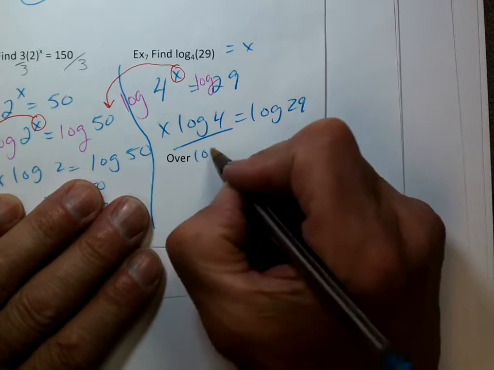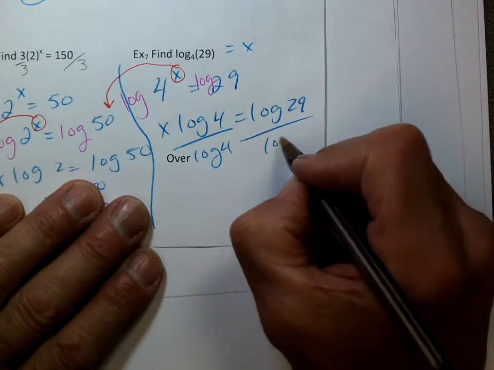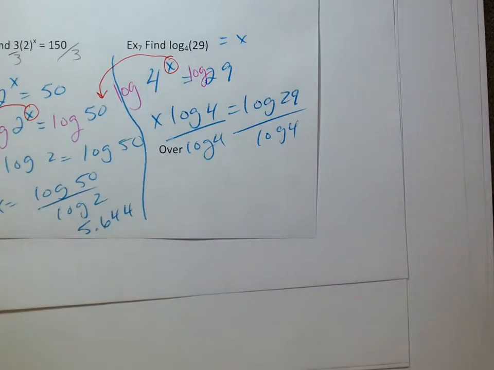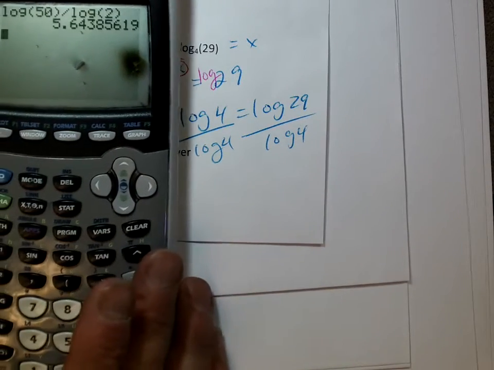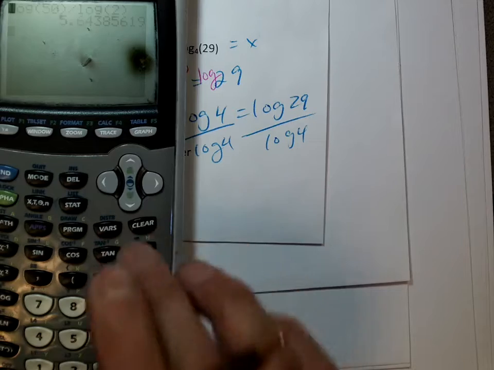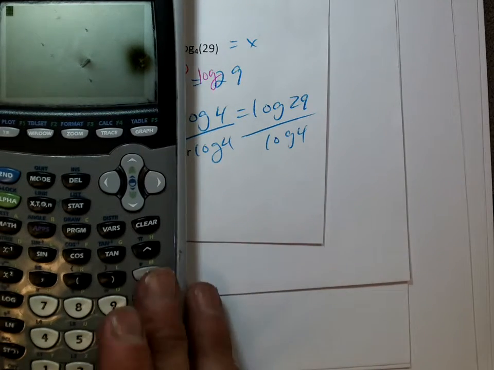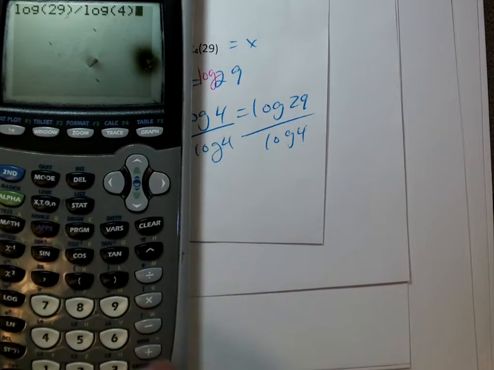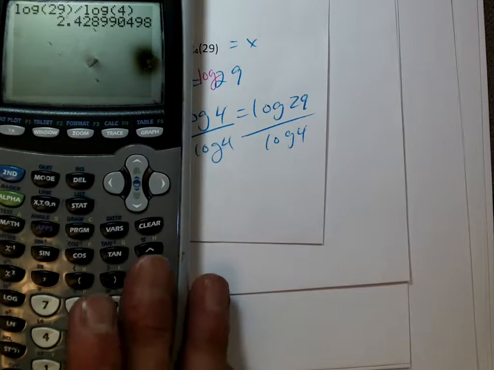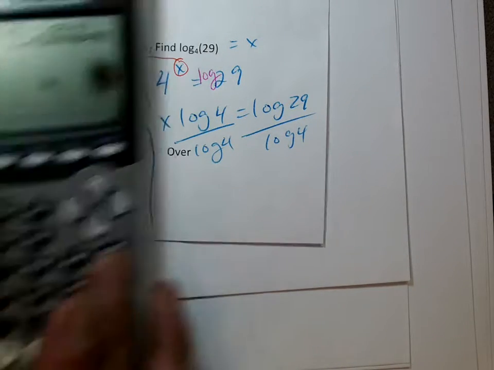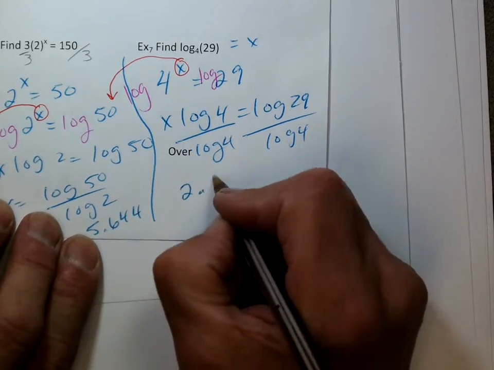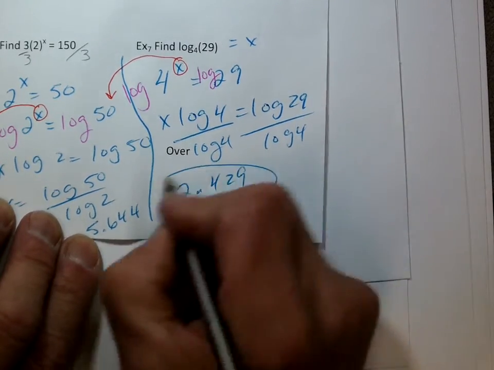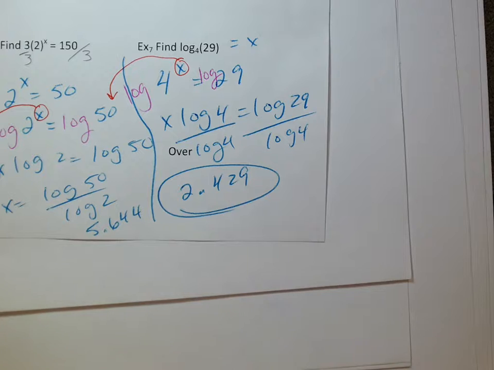Divide by log 4, and just use my calculator to get an answer. So I'm going to clear. If I go log 29 divided by log 4, make sure you close the parentheses, right? Then you get about 2.429, okay, approximately. Thumbs up?